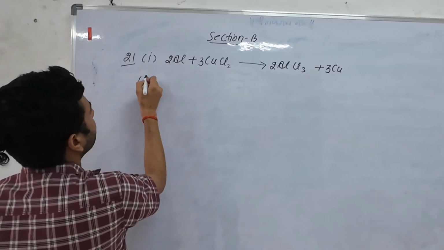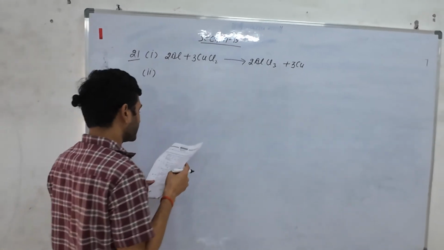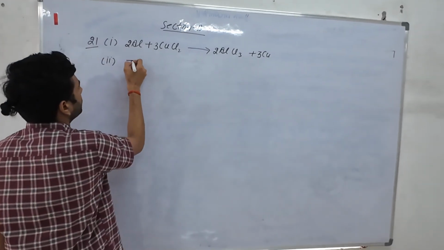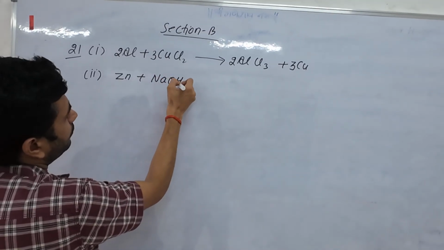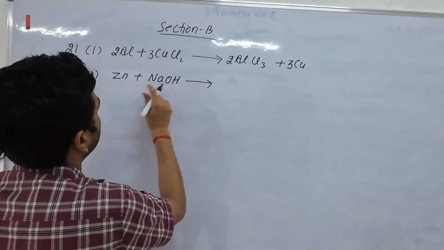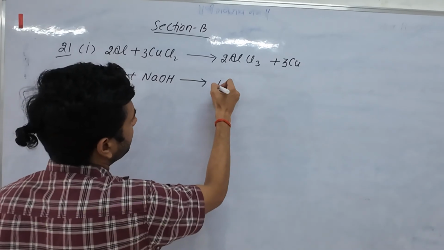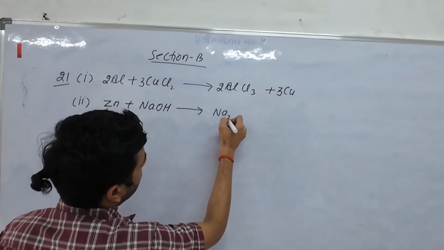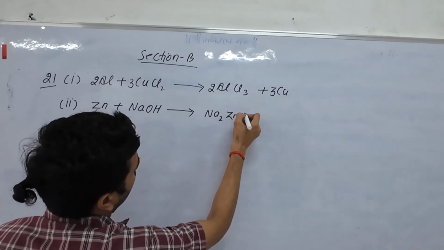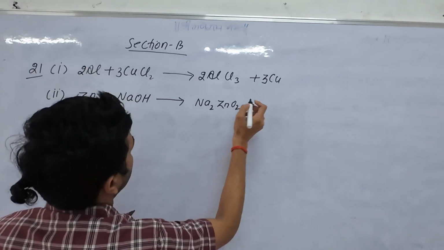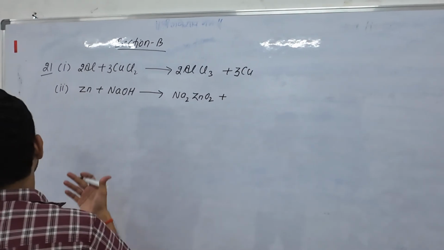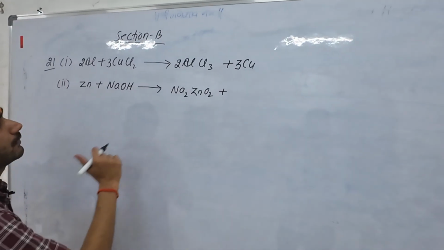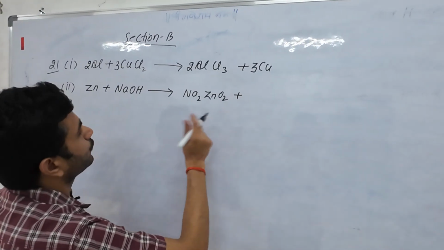The second portion given here is that zinc reacts with sodium hydroxide. So zinc reacts with NaOH. Sodium hydroxide is what? NaOH. So what will it form? Sodium zincate. What is the formula of sodium zincate? Na2ZnO2. Everyone should know how to write chemical formulas, otherwise you will not be able to write or balance the equation properly.